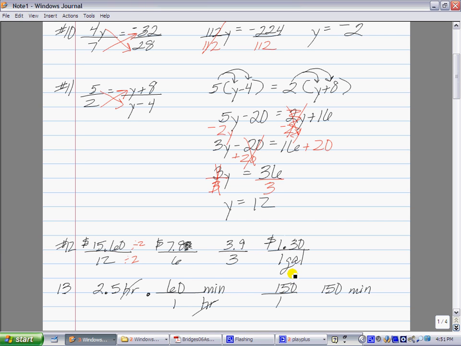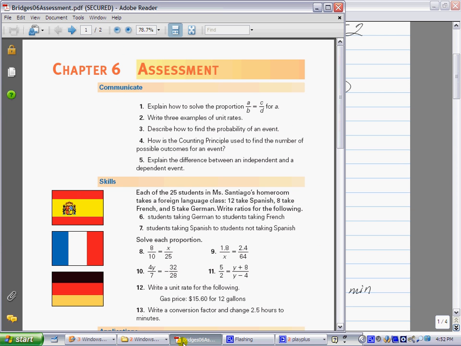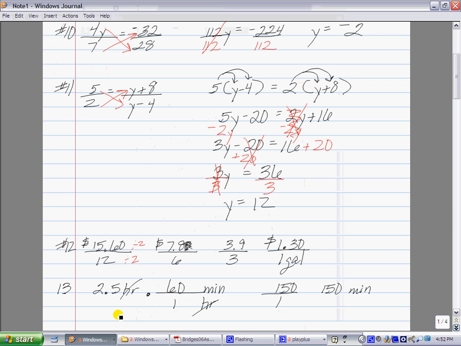Let's go to 13, which says, write a conversion factor and change 2.5 hours to minutes. The important thing to remember about this problem is that we want to use a conversion factor, which includes two different units that equal the same amount. So we want to multiply by a conversion factor that has two different units that equal the same amount.